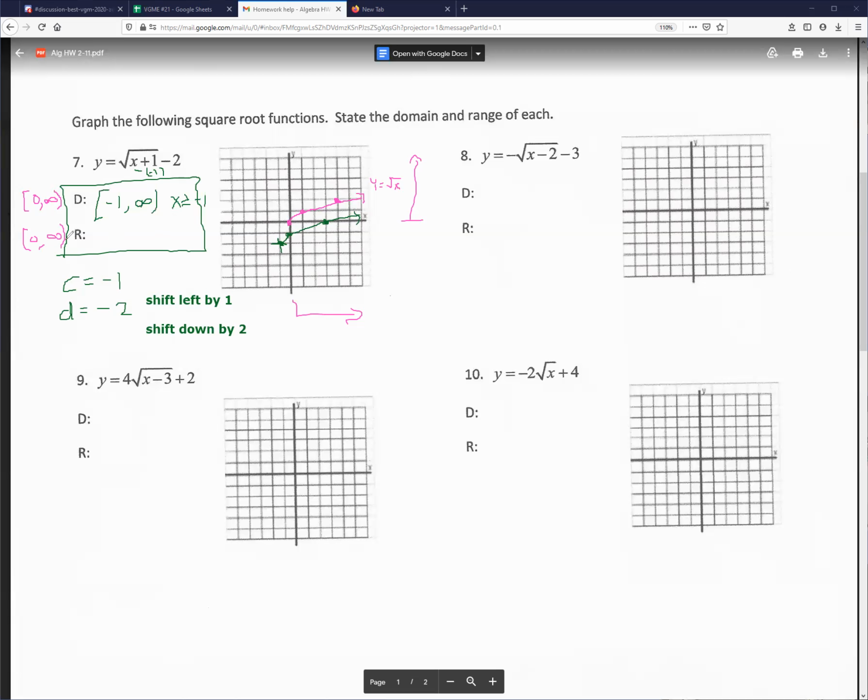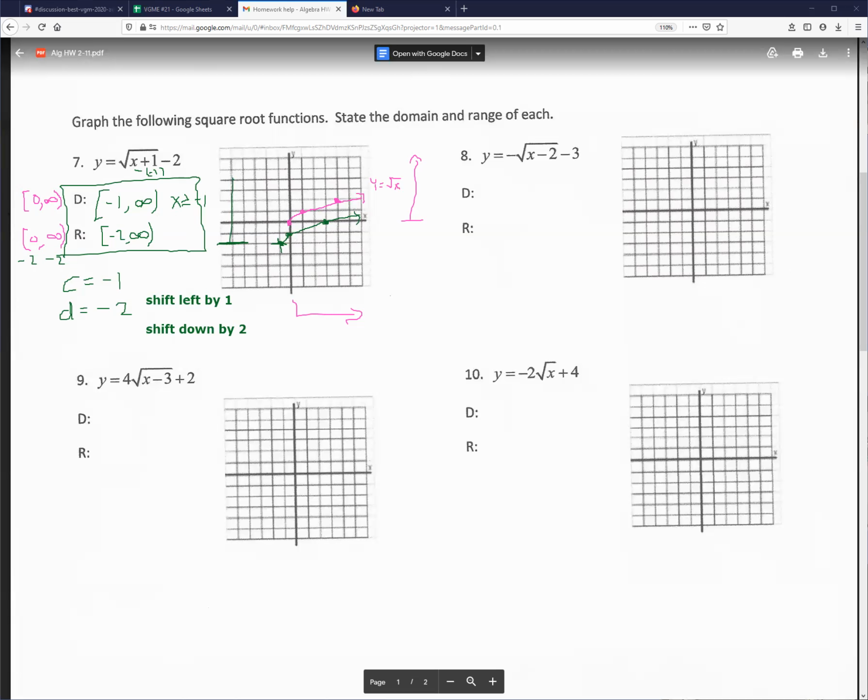All right, and then the range, similarly, we moved everything down by 2, so -2. Our range is going to be -2 to infinity. And the easiest way to determine the range is just to look at the graph. You can see very clearly it goes from here up. So obviously it's everything from -2 and above.